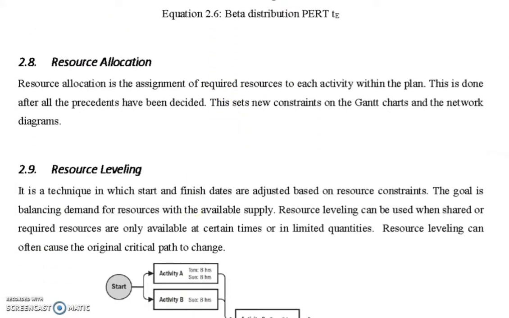Okay, now let's go for the resource allocation. Resource allocation is the assignment of required resources to each activity within the plan. This is done after all the precedents have been decided. This sets new constraints on the Gantt chart and the network diagram.